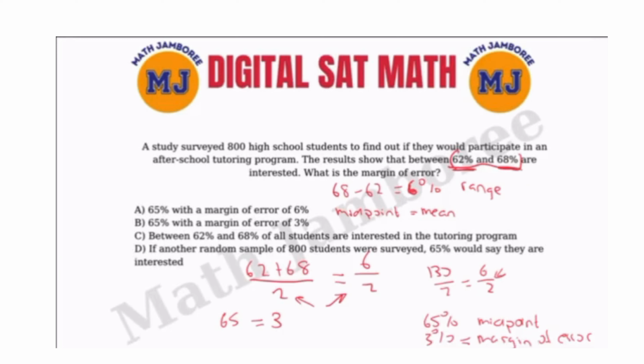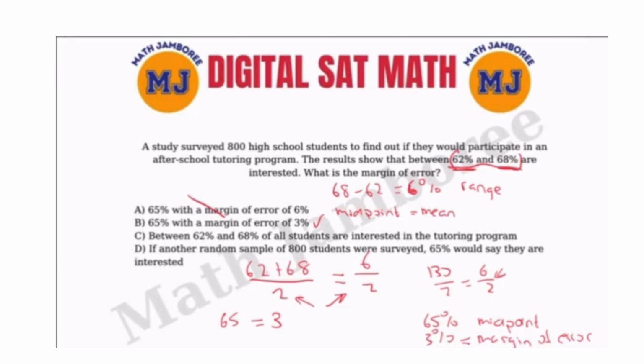Choice A says 65% with a margin of error of 6%. That is incorrect because 6% is our range and not our margin of error. B says 65% with a margin of error of 3%. I feel pretty confident about that one. I hope you do too. But we're still gonna read C.